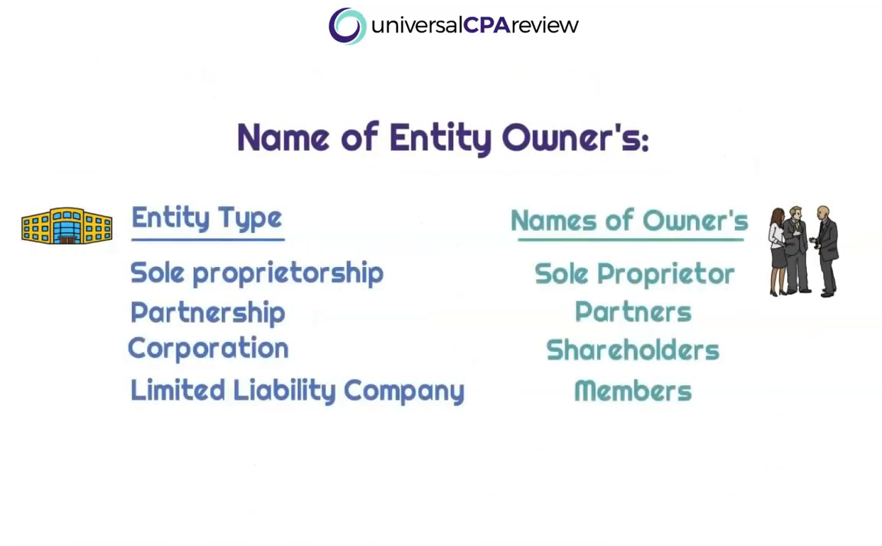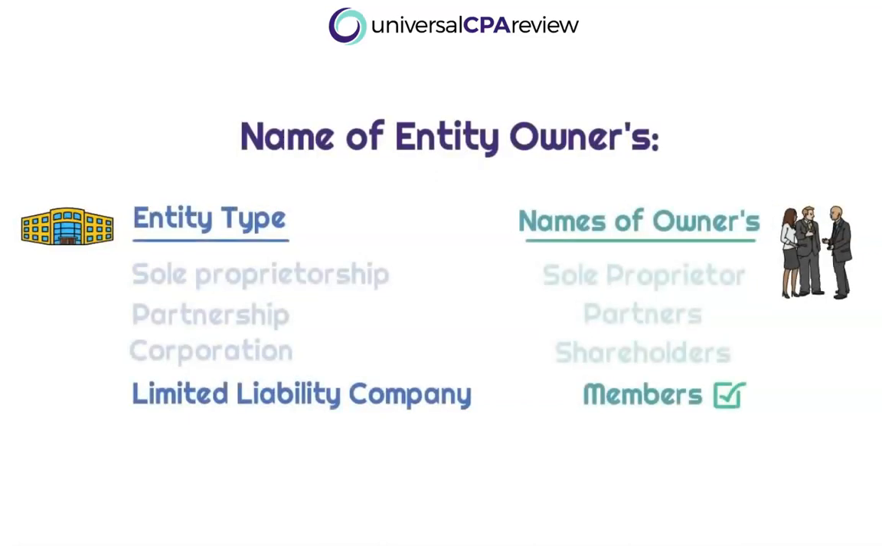When we think about the names of entity owners, this is going to feel a lot more intuitive. The one type of owner that we want to focus our attention on that might sound a little bit different is those of LLCs. It's pretty intuitive to think that a sole proprietor would be the name of the owner of a sole proprietorship. We can naturally think that partners are the owners of partnerships, shareholders are the owners of a corporation. But something sneaky that the exam has thrown candidates is that a member is the name of the owner of a limited liability company. So remember the sneak attack. Members are going to be associated with LLCs.